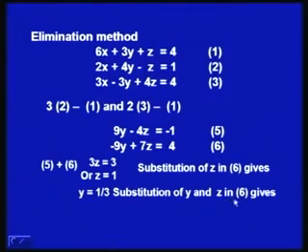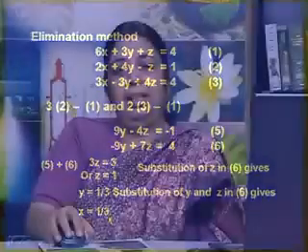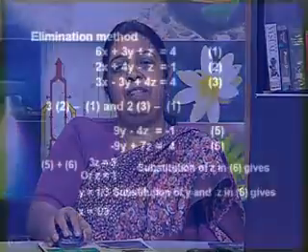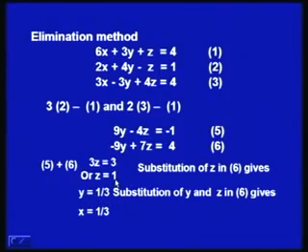Substitution of y and z in 6 will be satisfied automatically, but when we substitute the values of y and z in equation 1, we will get x equal to 1 by 3. So, this system of equations is solved.